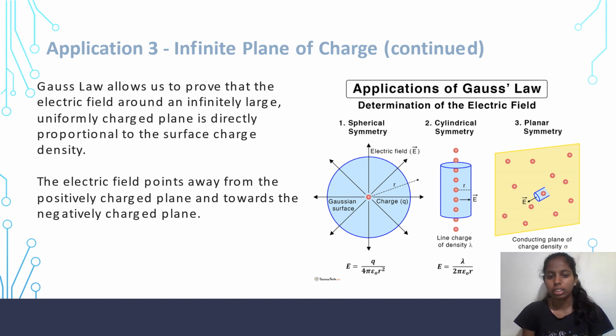Gauss law allows us to prove that the electric field around an infinite, uniformly charged plane is directly proportional to the surface charge density. The electric field points away from the positively charged plane and towards the negatively charged plane. The electric field intensity in the infinite plane of charge is away from the plane when it is positively charged and towards the plane when it is negatively charged.